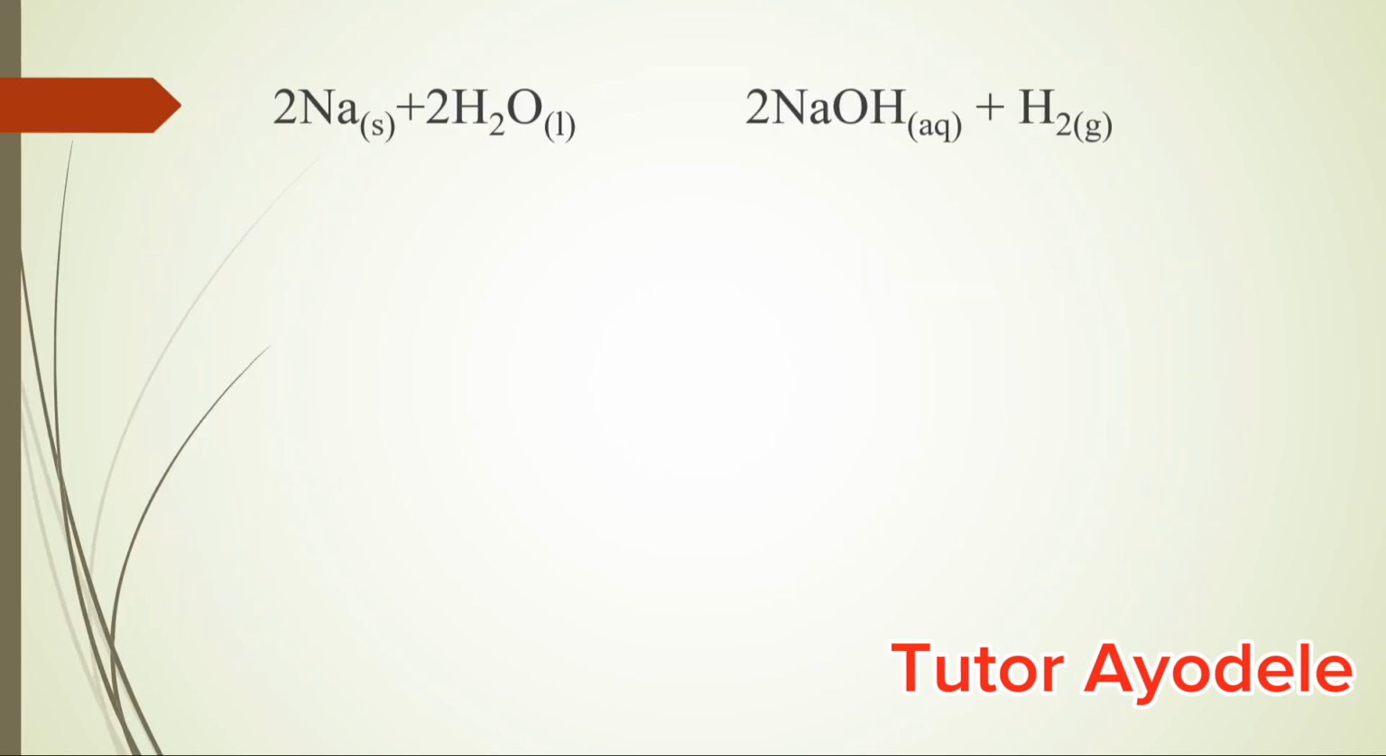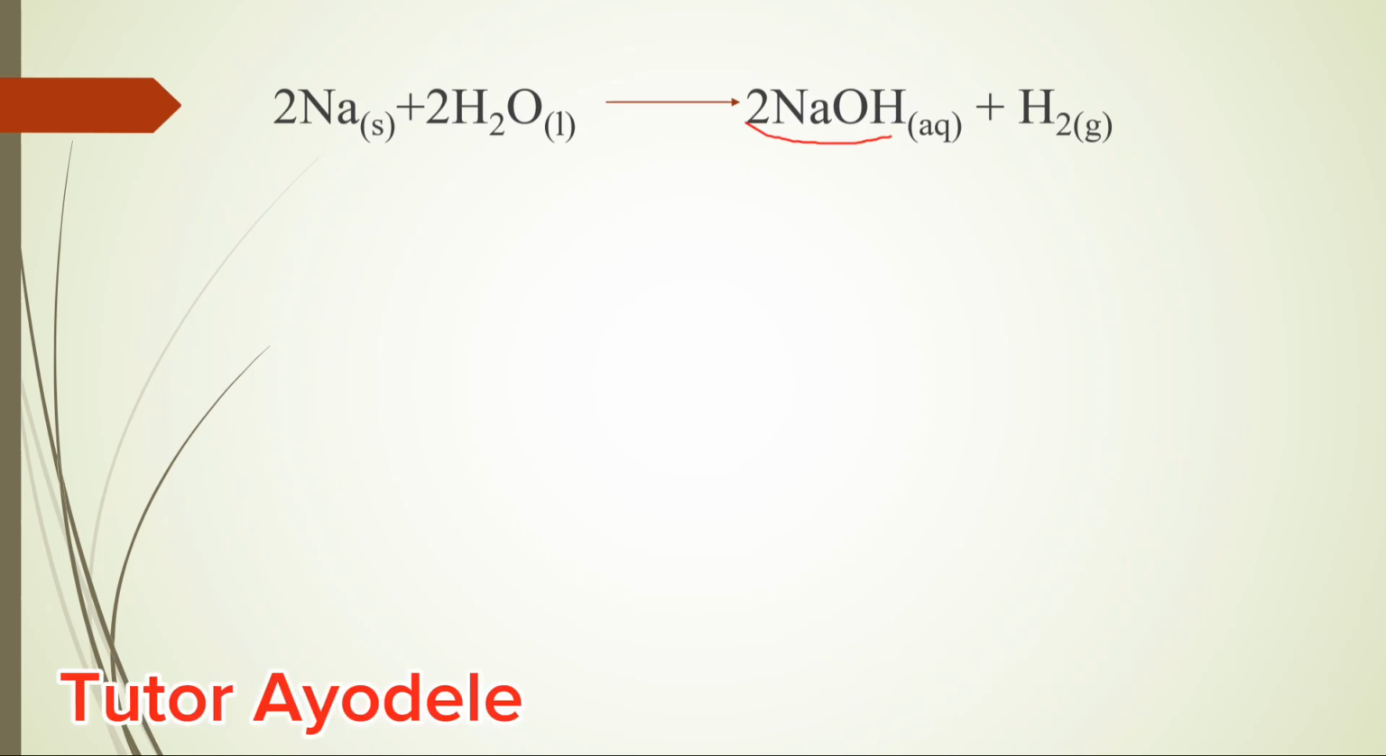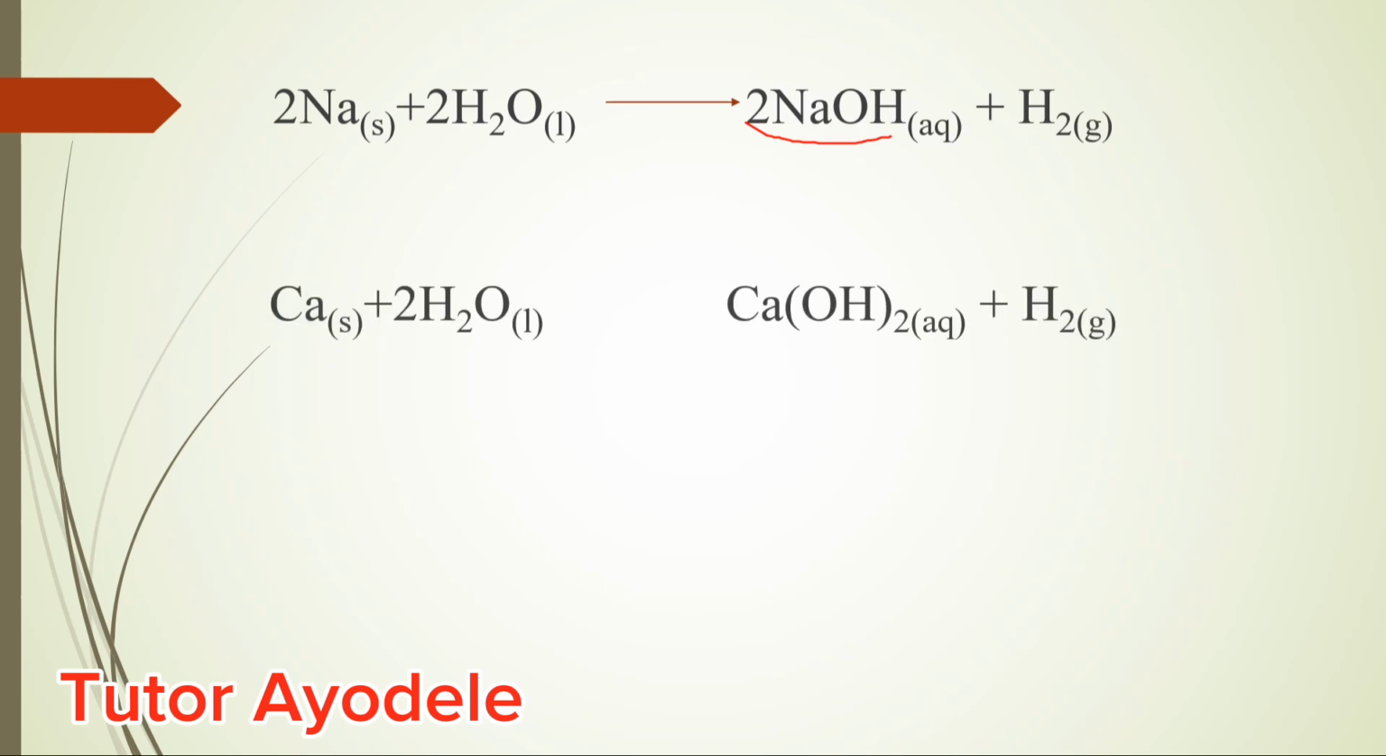From the first equation, when we react sodium with steam or water, this is what we're going to get: sodium hydroxide and hydrogen gas. This is sodium hydroxide. And from our next equation, when we react calcium with water or steam, we're going to get calcium hydroxide and we're going to get hydrogen.